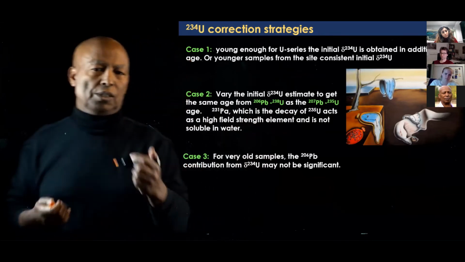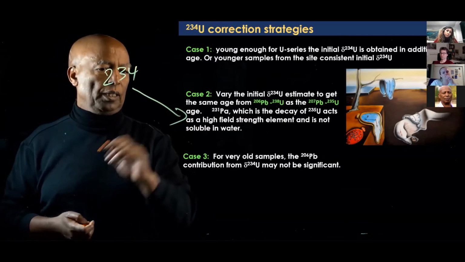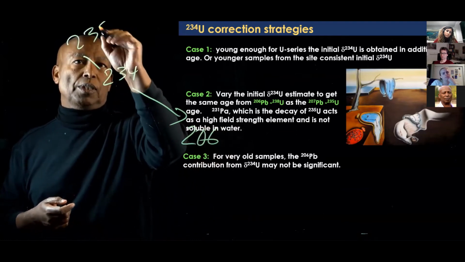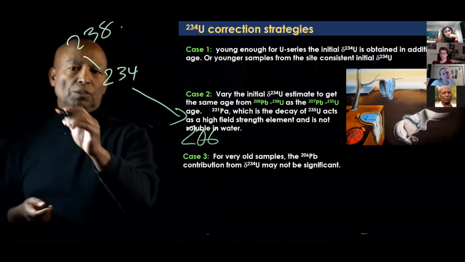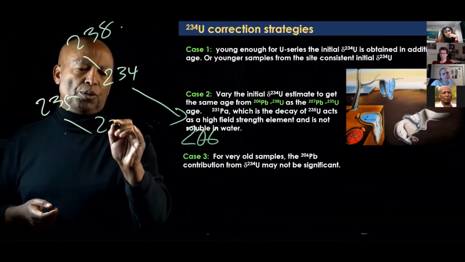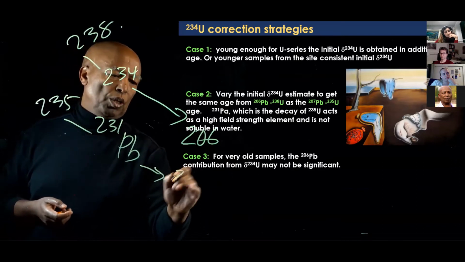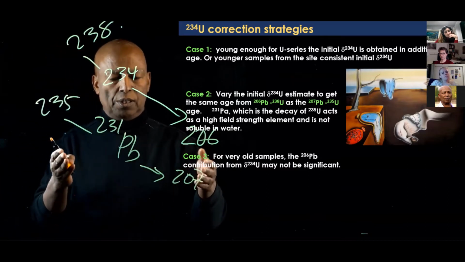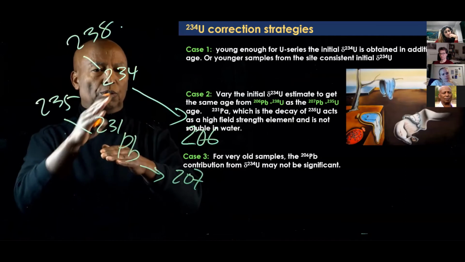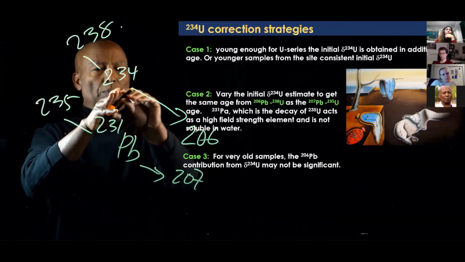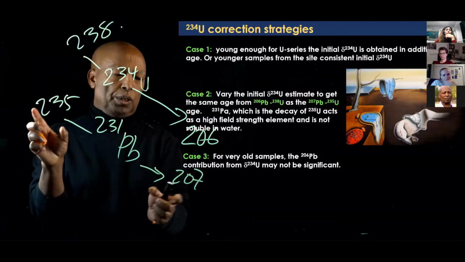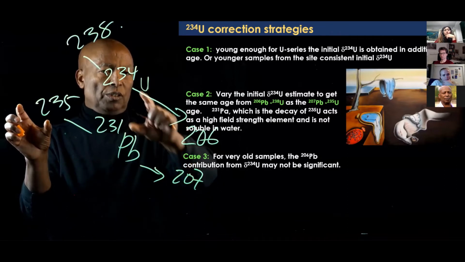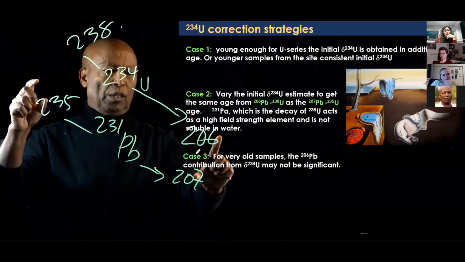One strategy is that you have 234 eventually decaying to 206 from 238, rather. And then for 235, you have 231 protactinium decaying to lead-207. So in the case where you don't have information on the initial 234, you can estimate the amount of 234 enrichment by looking at the 207, 235 age, and then co-adjusting the 234 for the two ages to get close enough.